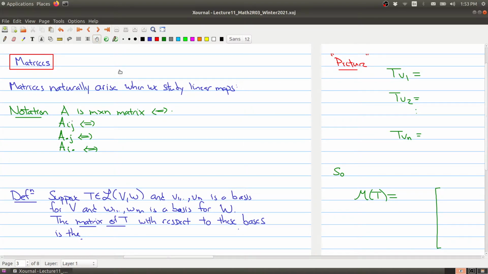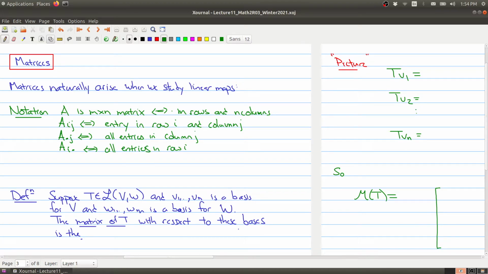Remember that when I write A is an M by N matrix, what I mean is that there are M rows in my matrix and N columns. As well, I write A sub ij to mean the entry in row i and column j. Sometimes we'll write A dot j or A i dot, and this means either all entries in column j, or all the entries in row i. That's what the second notation means.